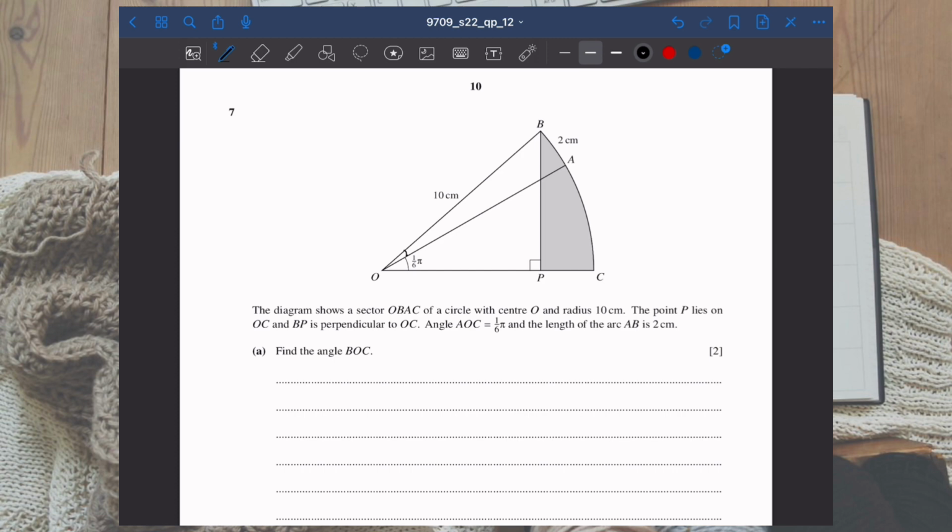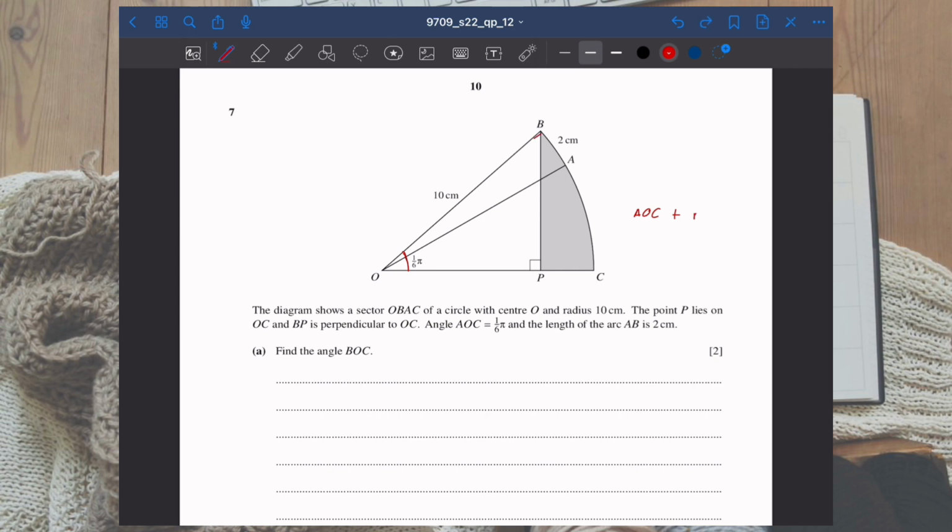Question 7. The diagram shows a sector OBAC of a circle with center O and radius 10 centimeters. The point P lies on OC and BP is perpendicular to OC. Angle OAC is 1/6 pi, and the length of the arc AB is 2 centimeters. Find the angle BOC.